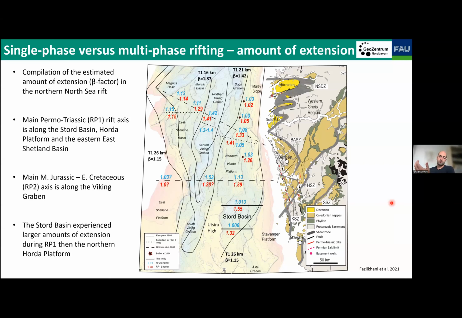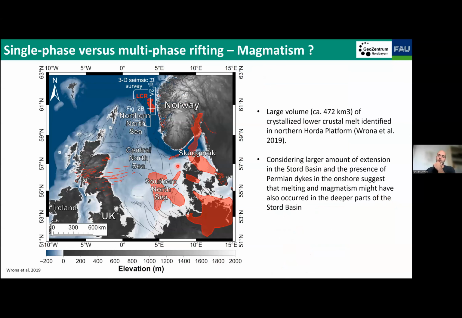This amount of activity or extension has produced some amount of melt, and the magmatism has been shown towards the northern part of the Horda Platform, where we see an extension factor of 1.4. That has been shown before by Bell et al.